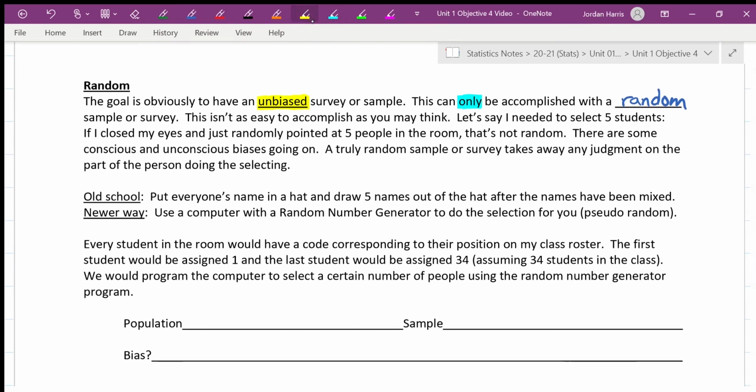So we have 2 ways that used to be used, I guess. The old school way, not used very often or really ever anymore, is to put everyone's name in a hat and draw 5 names out. The new way is using a computer with a random number generator. You make a list of all the names, number each name, and then a computer tells you which numbers are going to be in your sample. And a computer can randomly select without bias, because it doesn't have bias, it's a computer.